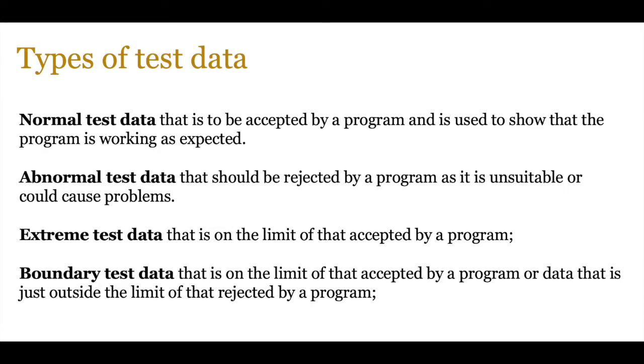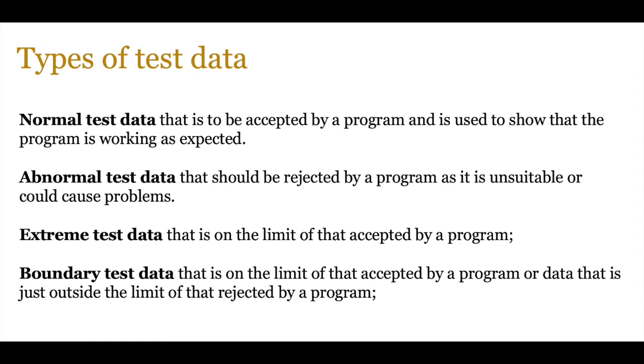Now this leads us nicely into normal test data, which you saw, which is accepted by the program, and then you have abnormal test data, which should be rejected by the program because it's unsuitable and could cause problems. However, there are two more types. One is extreme test data, that is on the limit of what's accepted, and you know this from IGCSE, where if you had a percentage, 0 and 100 would probably be the extreme examples of test data.